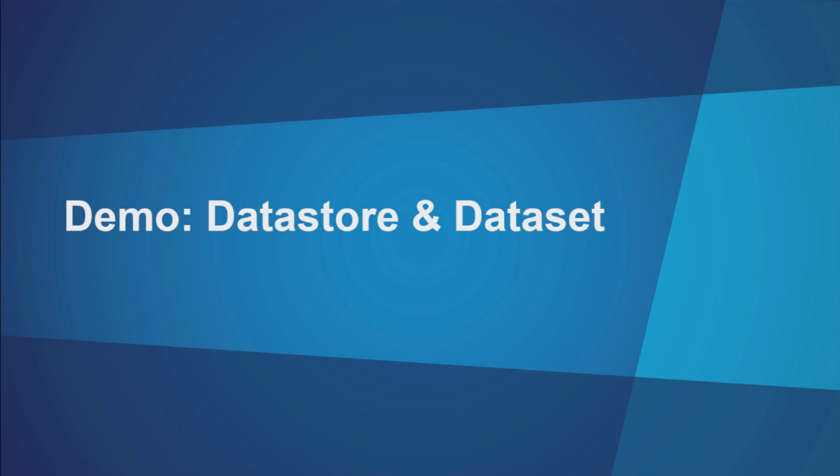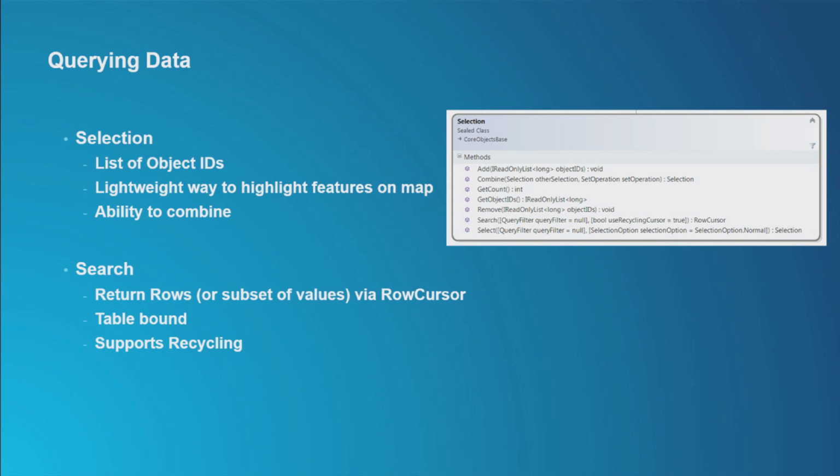Thanks, Sree. So the next thing I'd like to talk about is how we query data. And I said on the table class there were two ways. There are selections and search. And selections are a list of object IDs, and it's a lightweight way to highlight features on a map. They also have the ability to combine multiple selection sets together. Search is a way to return rows via a row cursor.